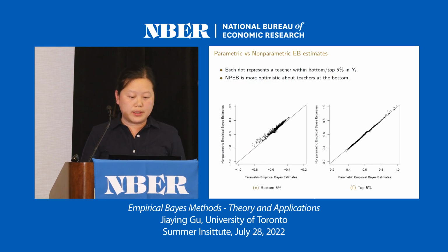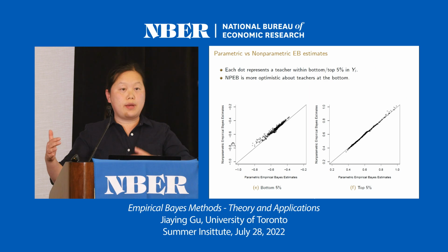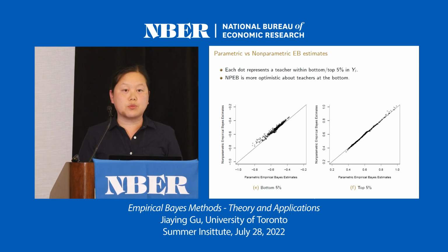So here I'm plotting the parametric and non-parametric empirical Bayes estimates for the top and bottom 5% of teachers with respect to their outcomes y_i.